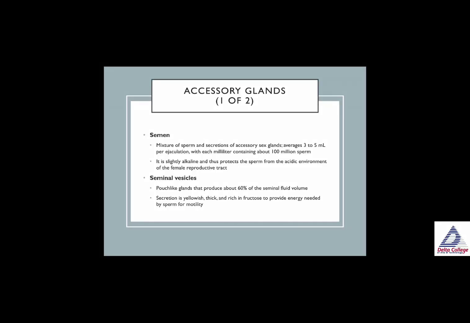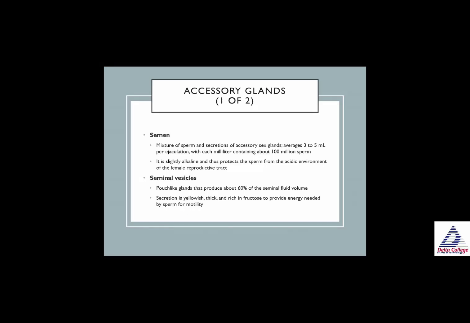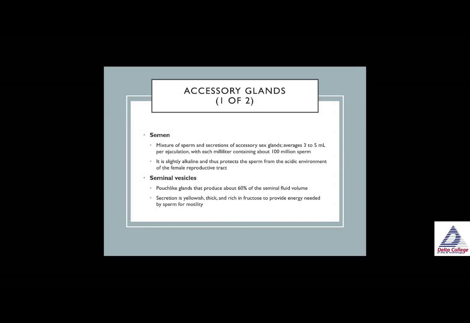So, the accessory glands for men. Semen is a mixture of sperm and secretions of accessory sex glands. It averages 3 to 5 milliliters per ejaculation, and each milliliter contains about 100 million sperm. It is mind-blowing. Semen is slightly alkaline and thus protects the sperm from the acidic environment of the female reproductive tract, or the vagina.